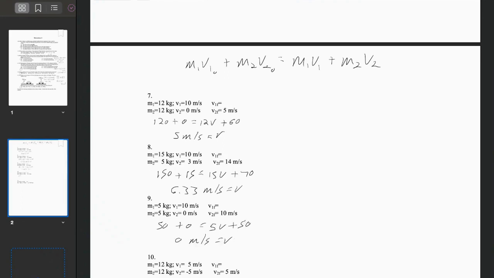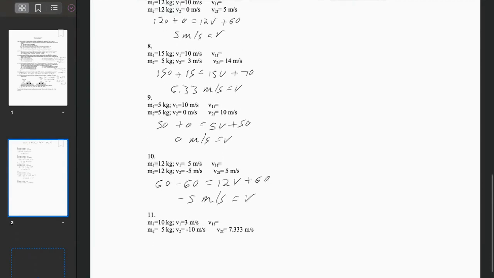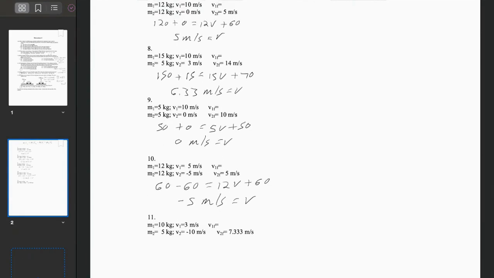Number 10, mass 12, velocity 5, so 12 times 5 is 60. The second one has mass 12, but a velocity of negative 5, so negative 60. So we have 0 on the left is equal to 12V plus 60. Subtract 60 to the other side, divide by 12, we get a negative 5. Final one, 30 minus 50 is our initial momentums, is equal to 10V plus 36.665. So 30 minus 50 is negative 20. Subtract the 36.665, then divide by 10. I got a negative 5.67 meters per second.